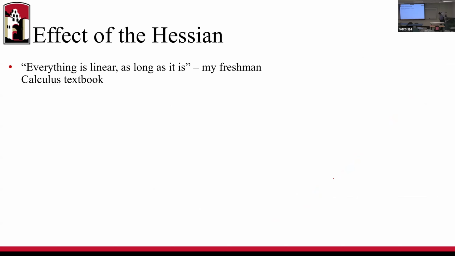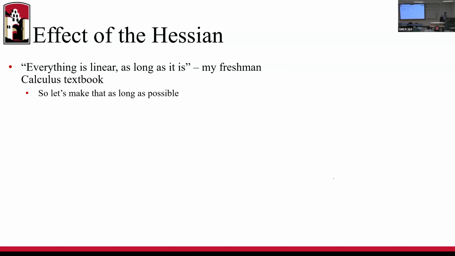Okay, so with this in mind, let's talk about growing these ellipsoids. So how does the Hessian come into play? Now, one thing that I tried to look up for this talk, but unfortunately the internet was not forthcoming, is that I distinctly remember this quote from one of my freshman books. And the quote is that everything is linear for as long as it is. You know, the idea is that a Taylor series expansion will always be good in a certain radius about the center. So the idea of this entire book is to make this region as large as possible.